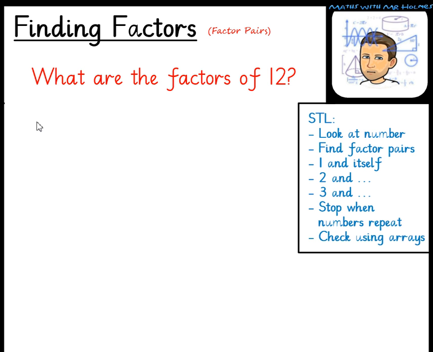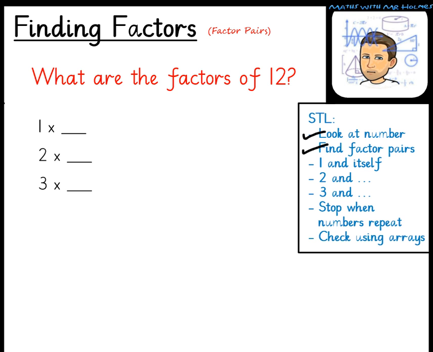Let's have a question then. What are the factors of 12? So first of all, we'll have a look at the number. The number we have is 12. Now we need to find our factor pairs. So when we're finding factors, it's really handy to be systematic. Start with a low number and work gradually up.